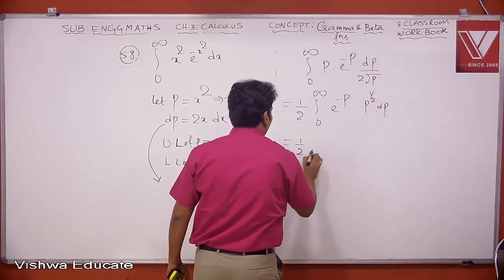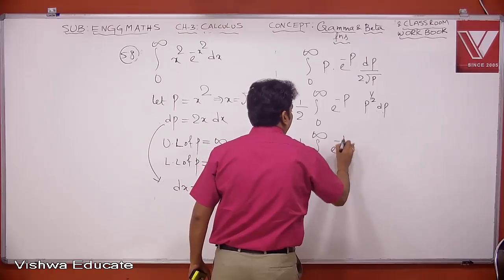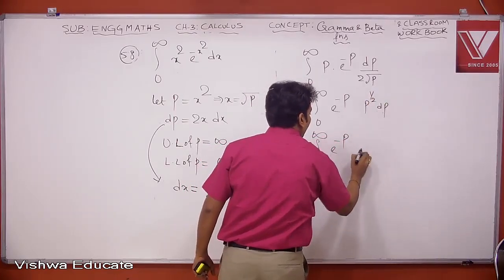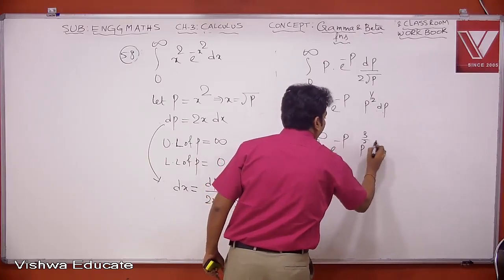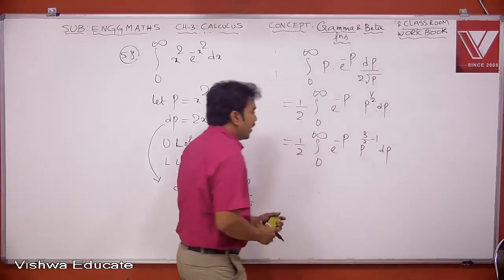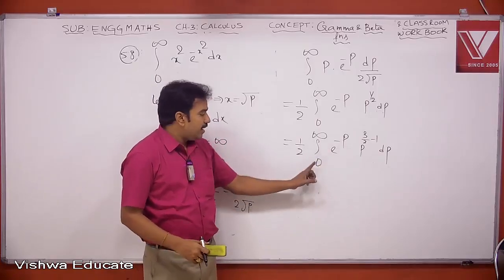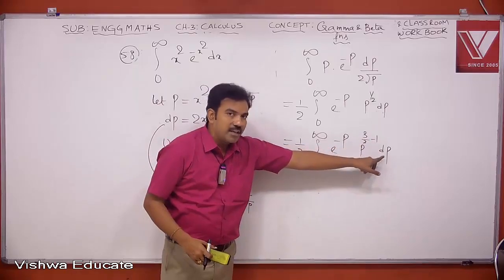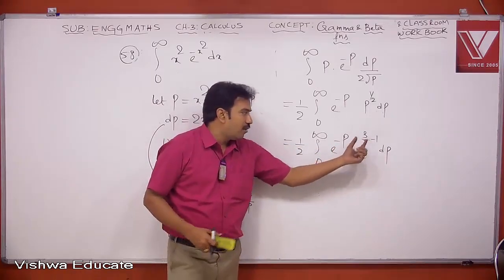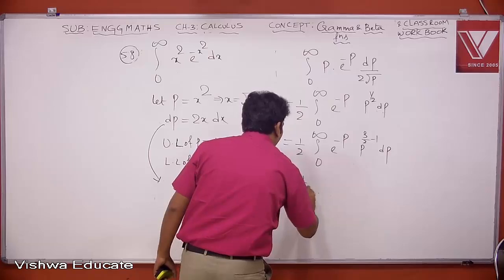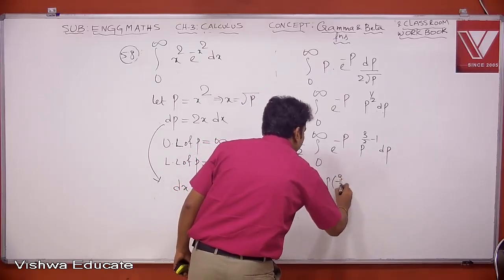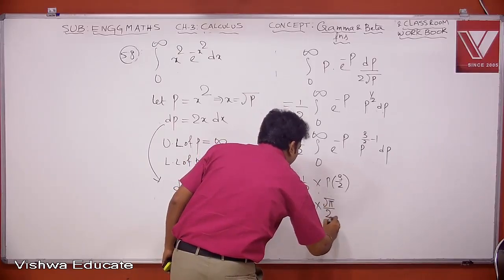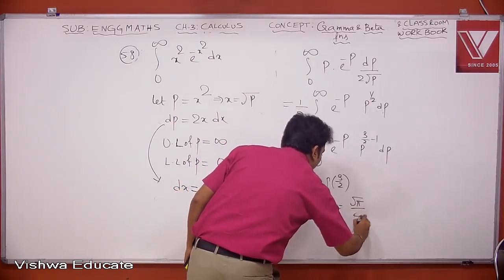So this is 1 by 2 times integral 0 to infinity e power minus p into, I must convert this number into n minus 1 form. So this 1 by 2 can be written as 3 by 2 minus 1. Now when you observe this, it is integral 0 to infinity e power minus p into p power n minus 1 dp. It is a gamma function, but the value of n is 3 by 2. So this is half into gamma of 3 by 2. But we know that gamma of 3 by 2 is root pi divided by 2. So therefore this is root pi divided by 4.